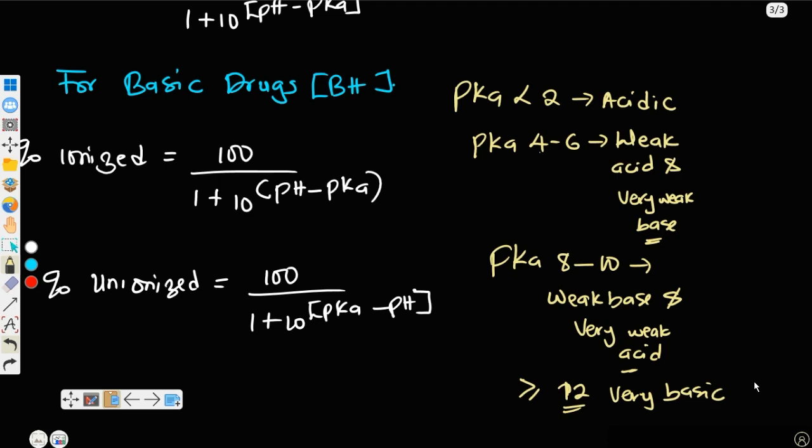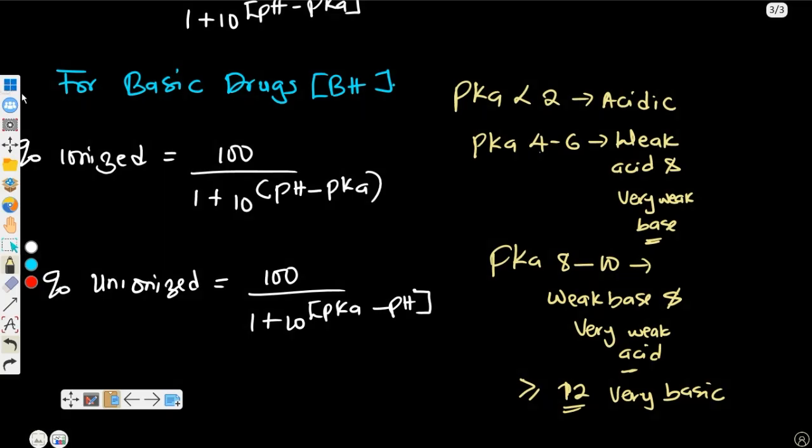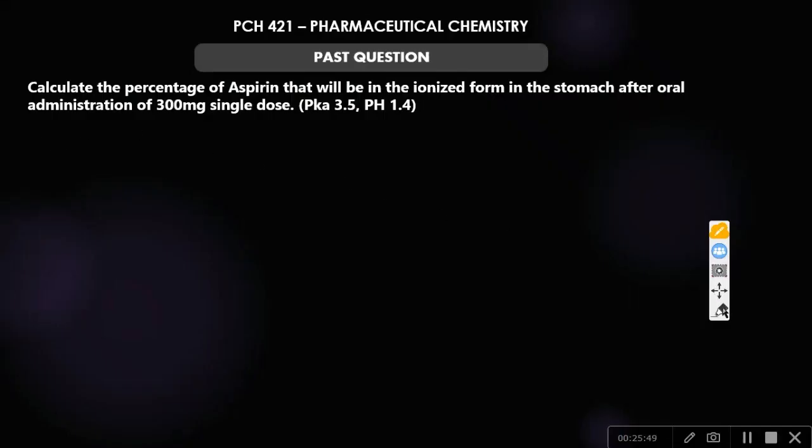The lower the pKa, the more acidic a drug is. So drugs that have lower pKa are more acidic than drugs that have high pKa. Is that okay? Drugs that have high pKa are known as basic drugs. Now, armed with this knowledge, let's solve this question.